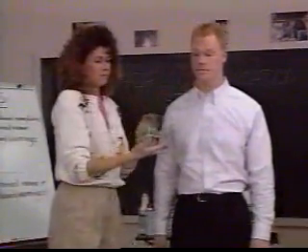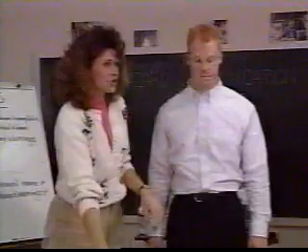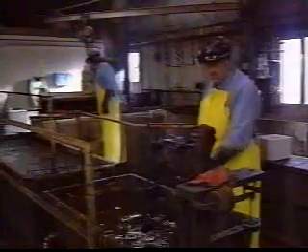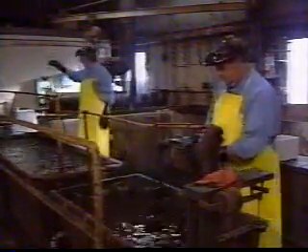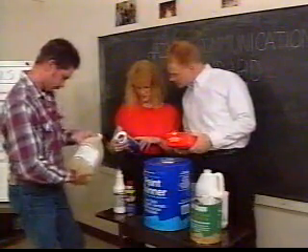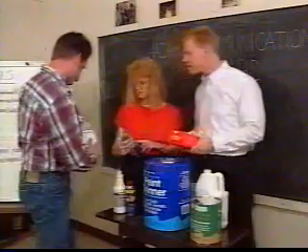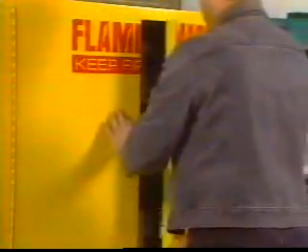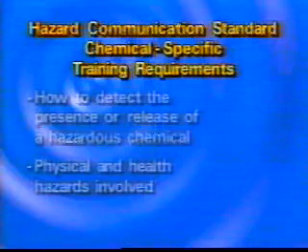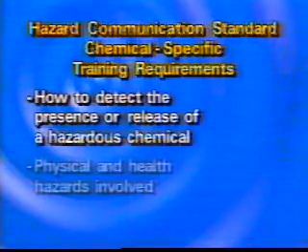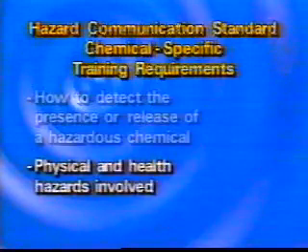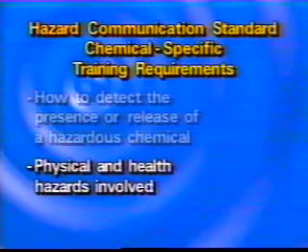Training concerning the specific hazardous chemicals in your work area is another requirement. Since some of you use chemicals more often than others, or use more hazardous chemicals, this chemical-specific training will be done according to the needs of your company. Some companies provide training by hazard groups, such as flammables or corrosives, while others use work locations. Whatever method is used, chemical-specific training must include how to detect the presence or release of a hazardous chemical and the physical and health hazards involved.